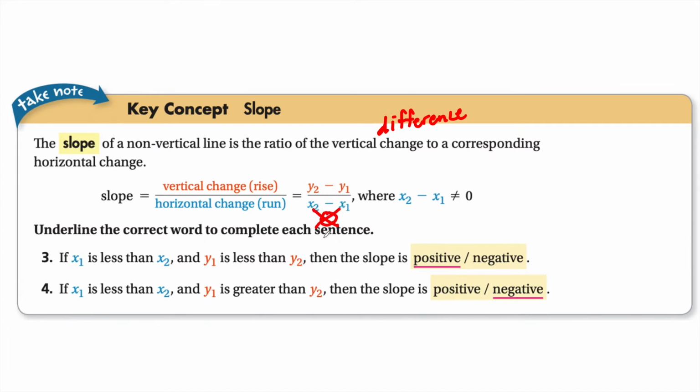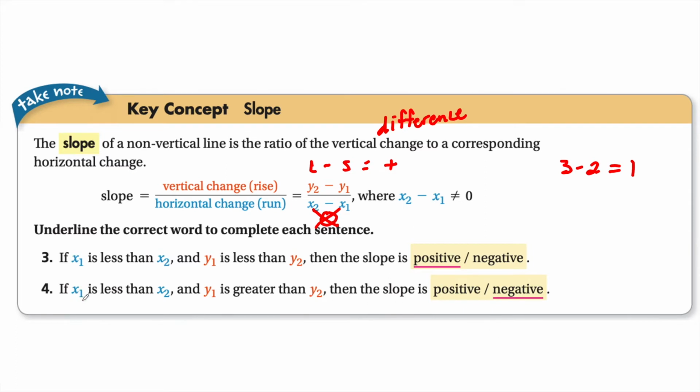Underline the correct word to complete each sentence. As you can see, I've already underlined both of the words. If x sub 1 is less than x sub 2 and y sub 1 is less than y sub 2, then the slope is positive. In other words, if the larger number is on the left-hand side and we subtract a smaller number from it, it's still going to become positive. 3 minus 2 will always be a positive 1.